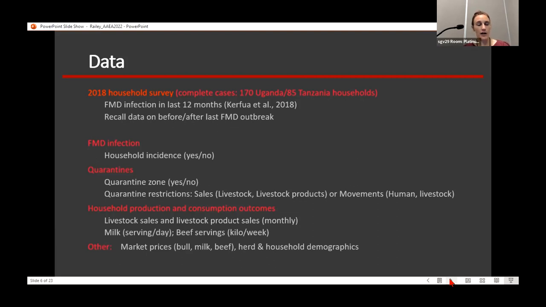households reported on how the quarantines affected them, whether it was through sales of livestock or livestock products or movements of human or animals. And then the outcomes are also reported by households with a time period before and after on sales and product sales, their milk consumption and beef consumption.